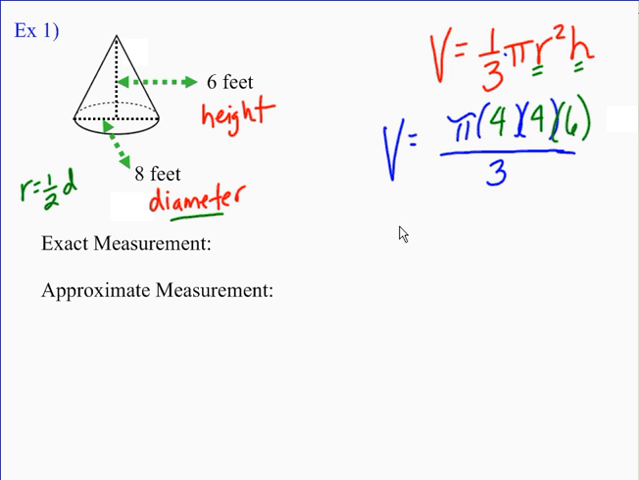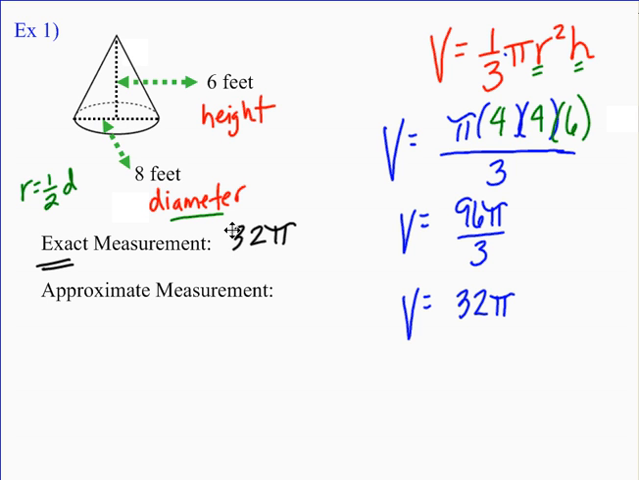Now, if we simplify this, we'll get 6 times 4 times 4, which will equal 96. So we'll put 96 pi, and we're going to divide that by 3. Now, 96 is divisible by 3. So we would find out that that would be 32 pi. So we're going to write our answer here for our exact measurement of this cone, which would be 32 pi, and our units would be feet cubed.